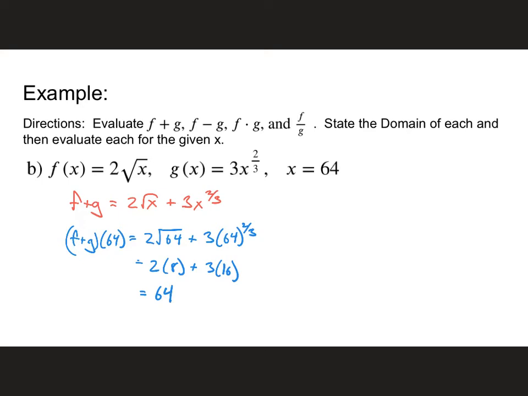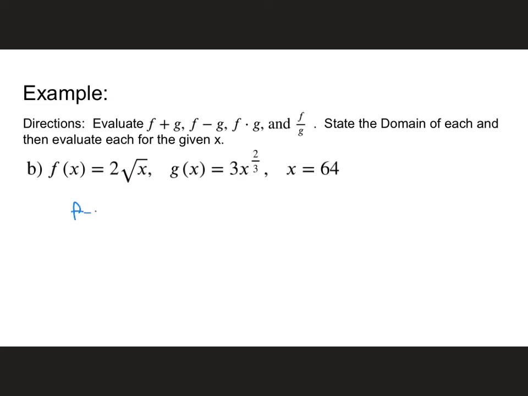Let's talk about the domain. Ooh, this one's different, right? The domain of f of x: I can't take the square root of negative numbers, so it's x greater than or equal to 0. That's the domain of f of x. The domain of g of x: remember, this is like the third root, so it really doesn't matter. The domain of g of x is all real numbers. So what do they have in common? What's the overlap? Since the overlap is x greater than or equal to 0, that means the domain of f plus g is x greater than or equal to 0.